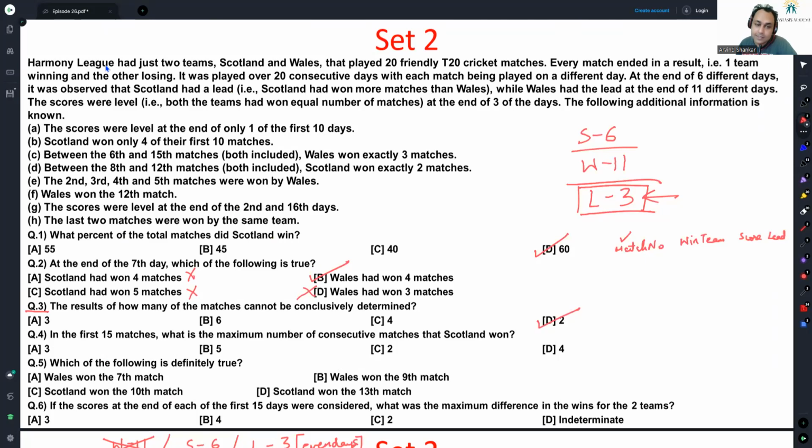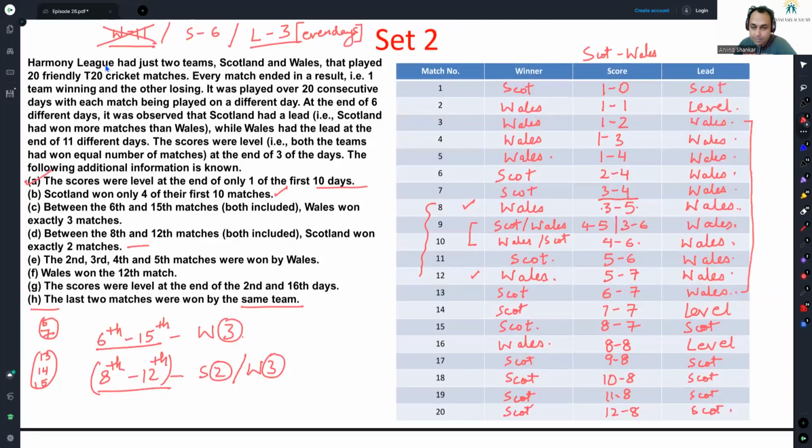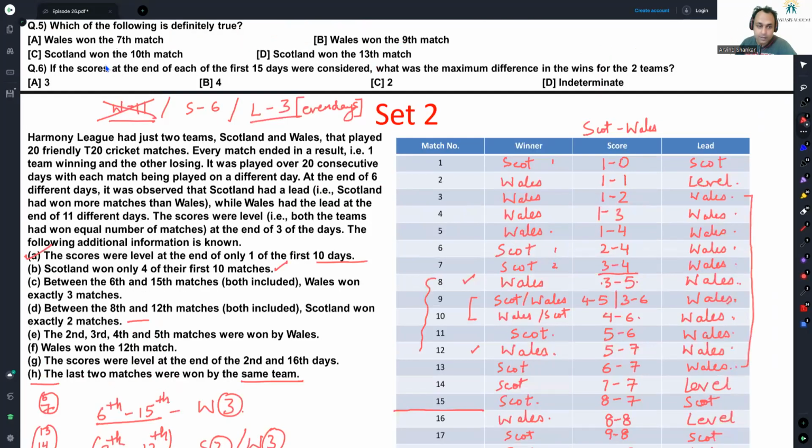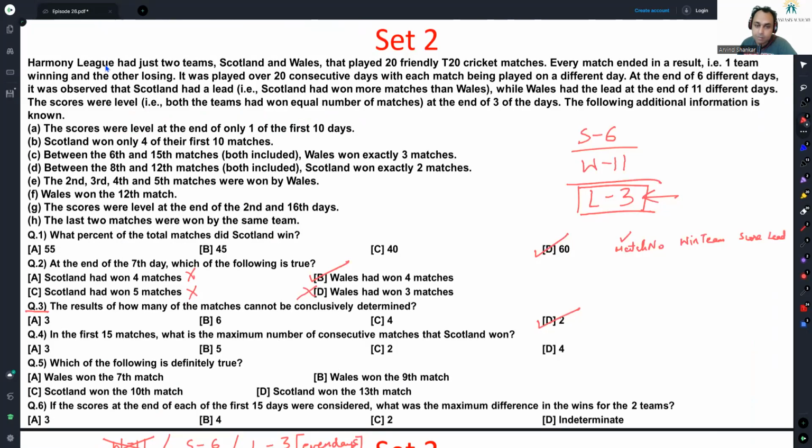In the first 15 matches, what is the maximum number of consecutive matches that Scotland won? In the first 15 matches, okay. We've got one here. We've got one and two here. Here, one of the two. Even if I take Scotland to be winning match number 10, up until 11, it would only be two. But match number 13, 14, 15. Can you see there are three consecutive matches that Scotland is winning? So when the question is asking you, what is the maximum number of consecutive matches that Scotland won? Answer has to be option A for match number 13, 14, and 15.